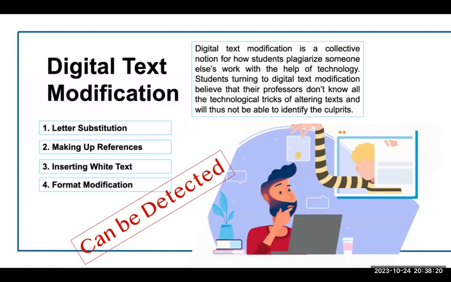However, advanced plagiarism checker solutions can recognize numerous types of student cheating. Even digital text modification is possible. Digital text modifications include different methods. Let's take a closer look at how they can be done.